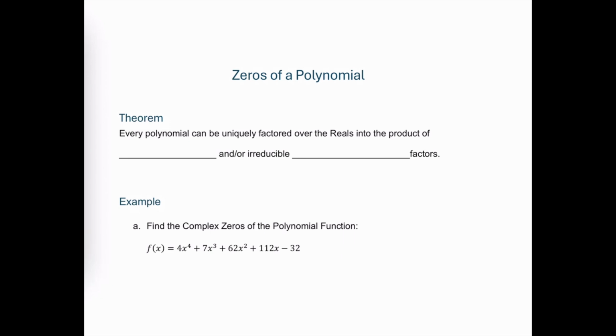When finding the zeros of this polynomial, we'll point out a theorem that's true of all polynomials. Every polynomial can be uniquely factored over the real numbers, which means that the coefficients of the factors are real, into the product of linear and irreducible quadratic factors. And when we factor this polynomial over the real numbers, we'll come back to this theorem to make sure we understand what it's telling us.